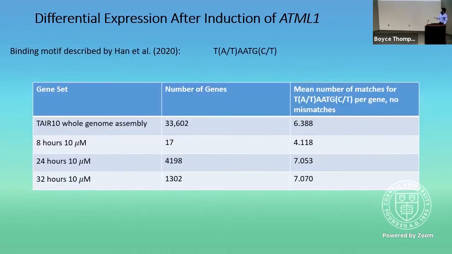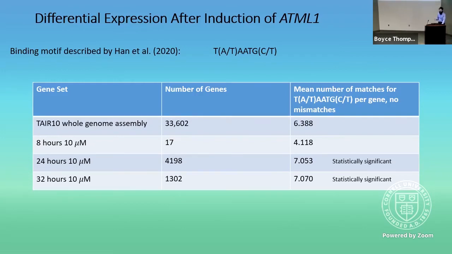So what we found, also we should mention that in 2020, the Han research group, using the consensus string method, identified a binding motif for ATML1. This is very similar to an earlier publication that came up with a much similar binding motif. And searching for this binding motif, we actually find that they are significantly more likely to be found in genes in the 24 hours and 32 hours differentially expressed gene sets.